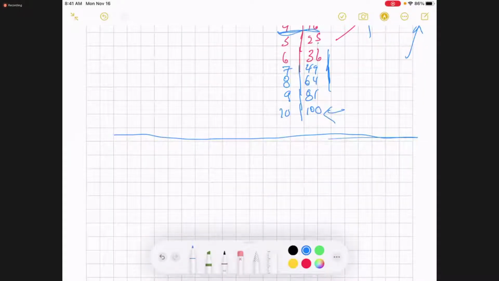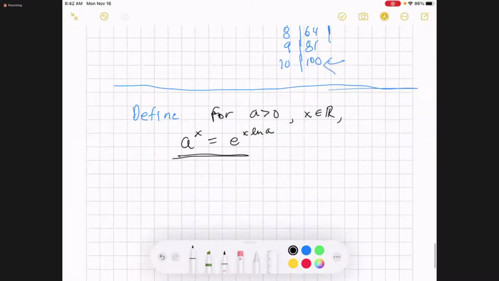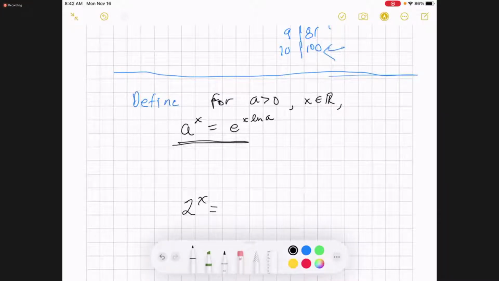Okay, well, let me give you a definition. I'm going to define, let me do some color black here. Define for a number A greater than 0 and X any real number, A to the X to be equal to E to the X ln of A. That's my definition. That means that 2 to the X is E to the X ln of 2.